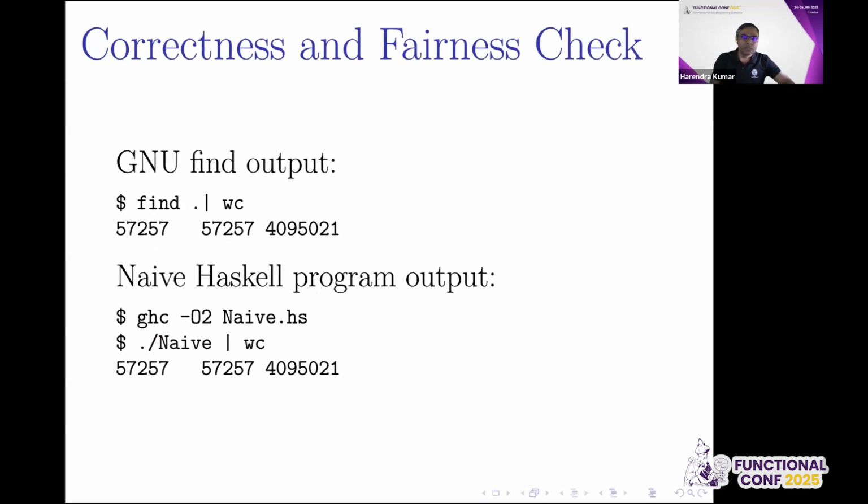Now let's check whether the program is giving us correct output. We ran GNU find on that dataset directory, and it gives us 57257 files and directories. This is the number of words, and this is the number of characters in the output. And it exactly matches with this program. So the output is exactly the same as find.